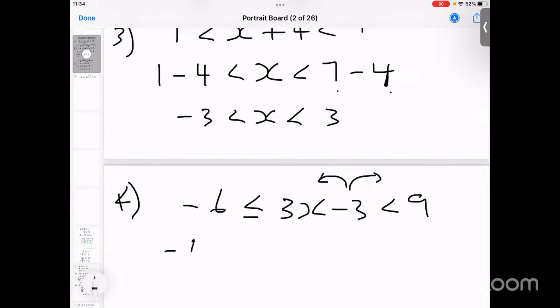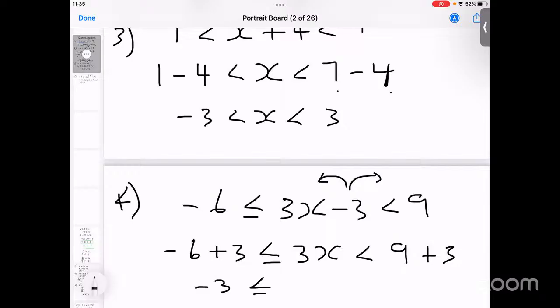Okay, negative 6. This one changes the sign to become that, and then that one remains as that, and then less than, what is 9? Definitely it's going to be a plus 3 there. This will be negative 3 this side, you have your less and that.